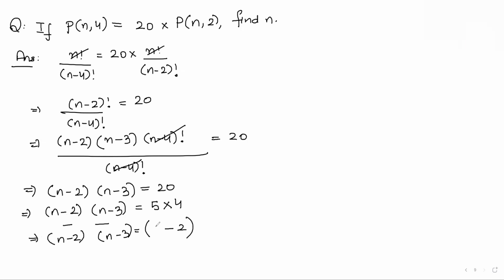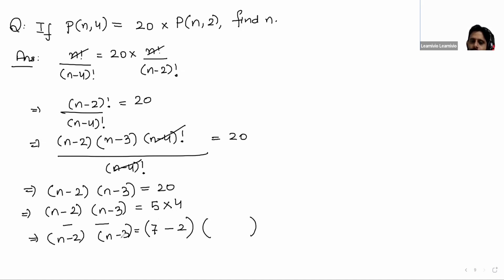Sorry, sir, can you please say that again? Yes. What number can you write over here so that you will get a 5? We have a minus 2 over here. So what number can we write over here? 7. Very good. 7. Okay.